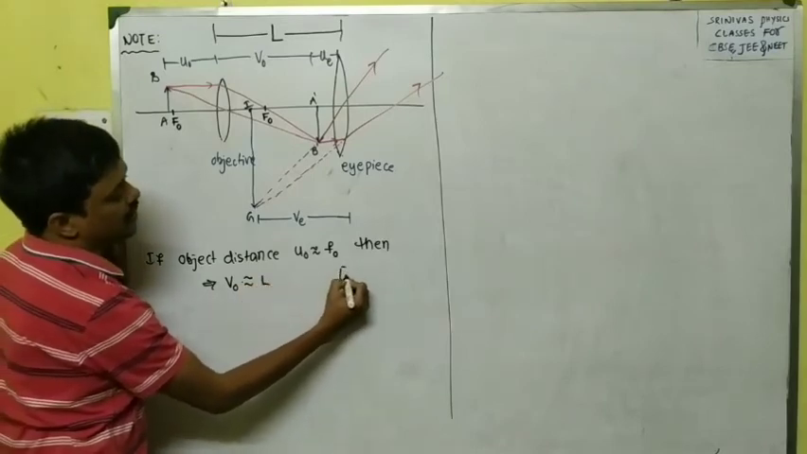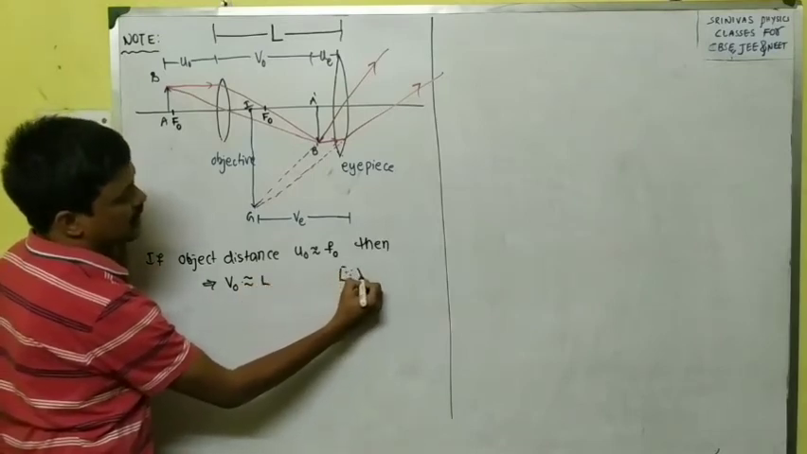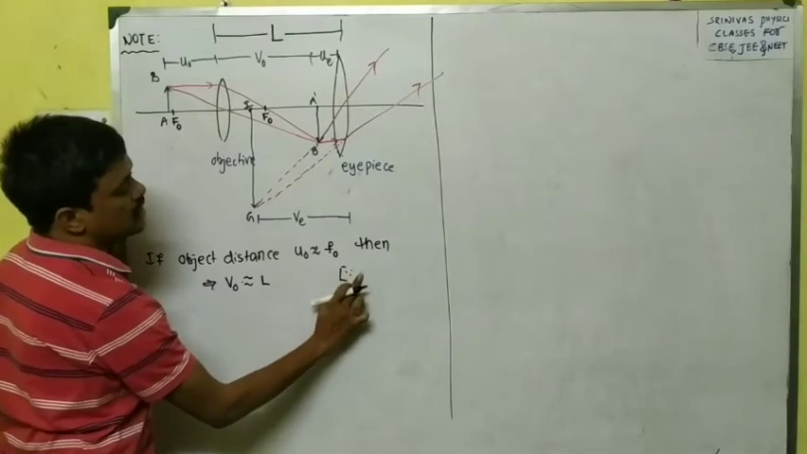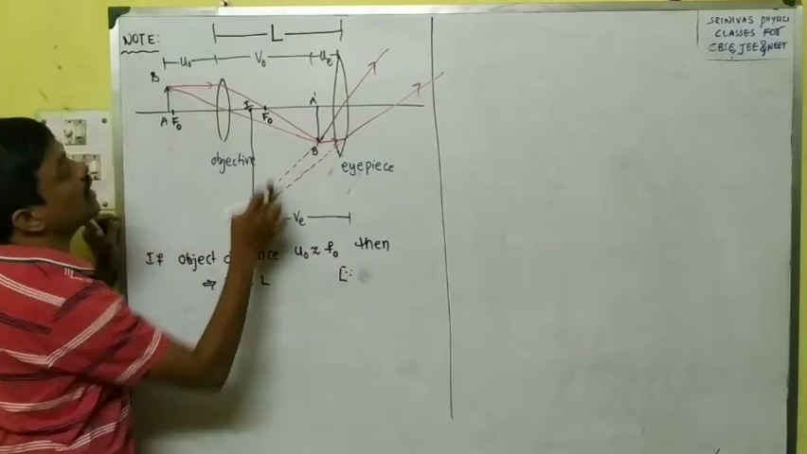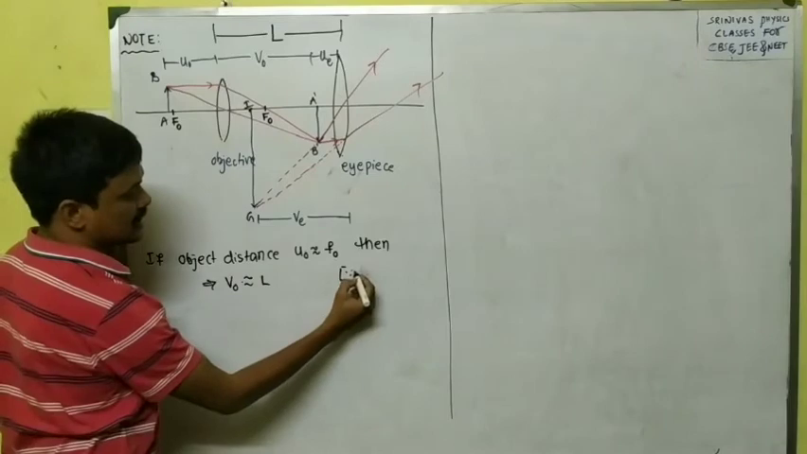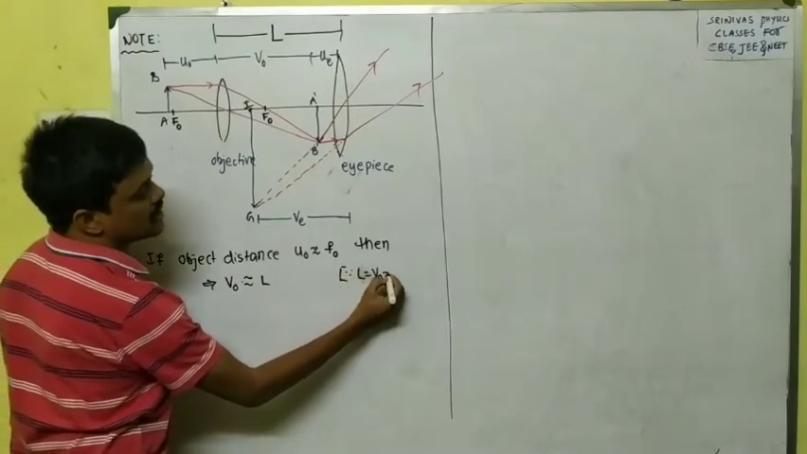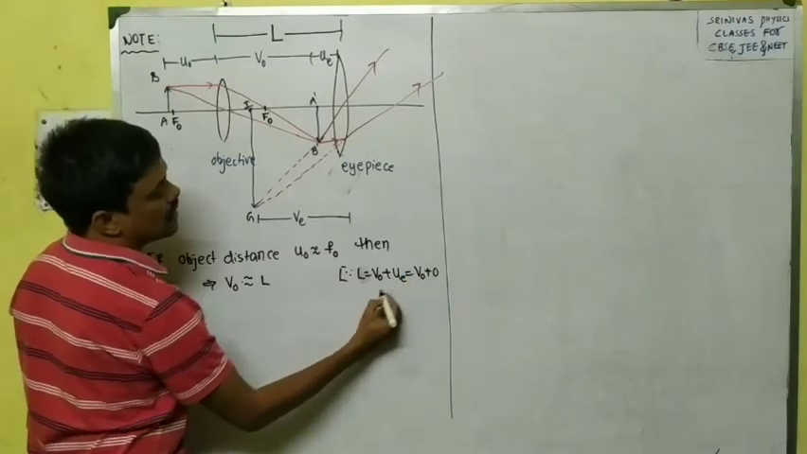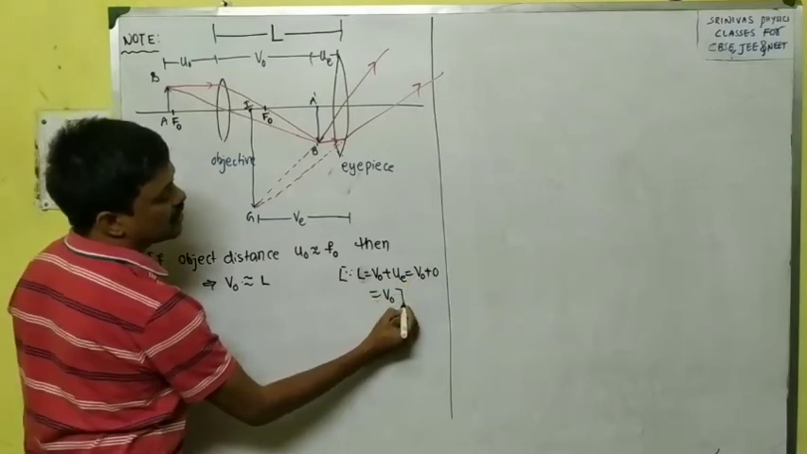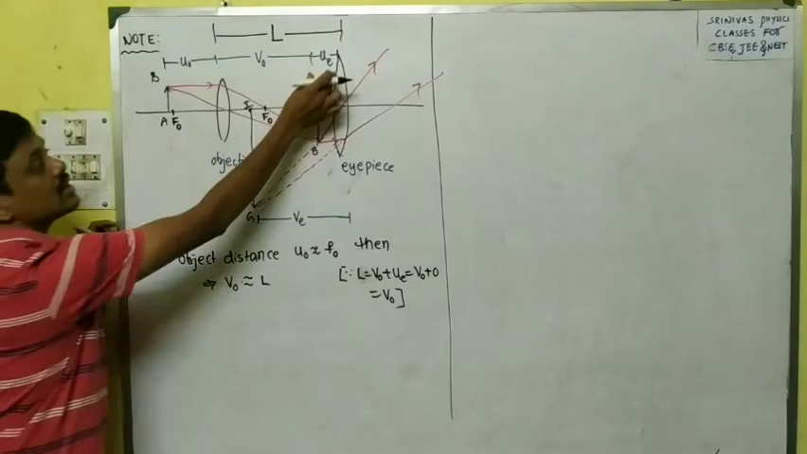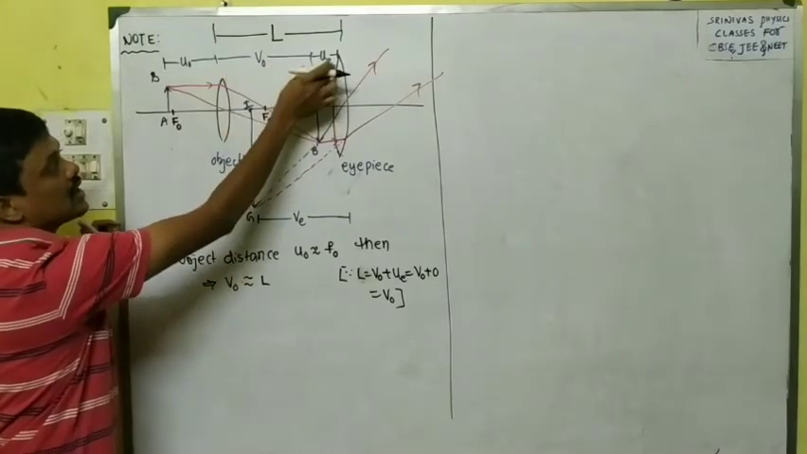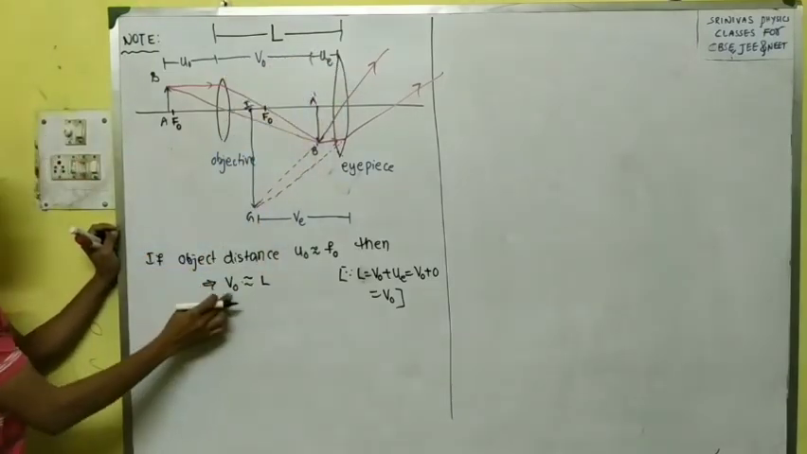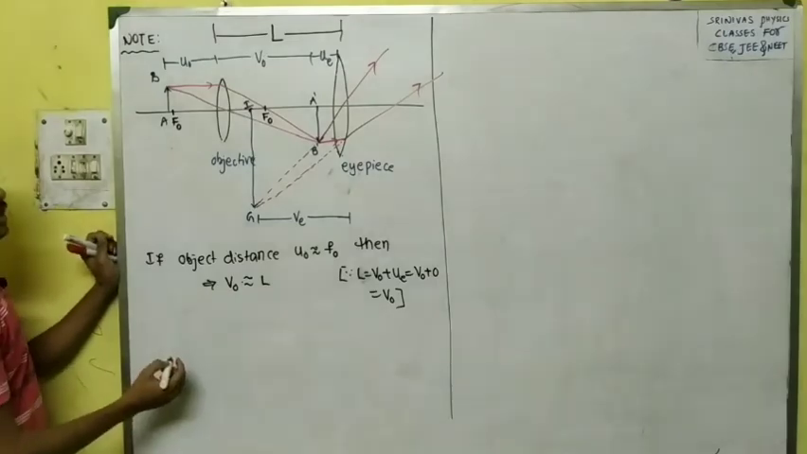How do you get this V naught as L? L is V naught plus U E, but U E we can take as 0. Then we write L is equal to V naught only. I am assuming that this distance is very small compared to V naught, that's why V naught is equal to L.